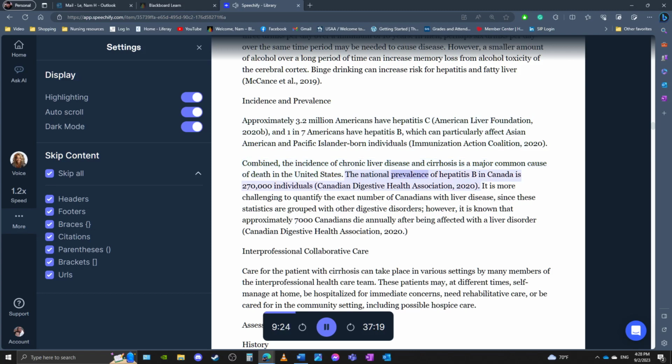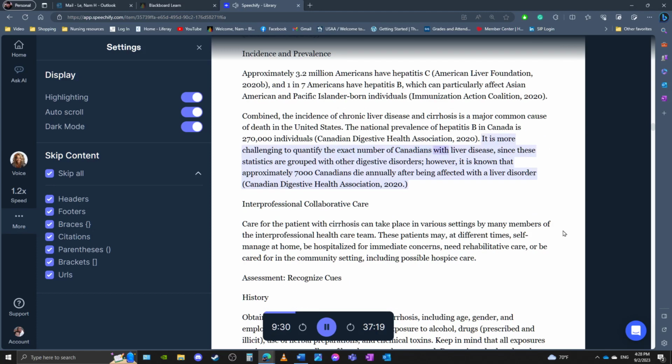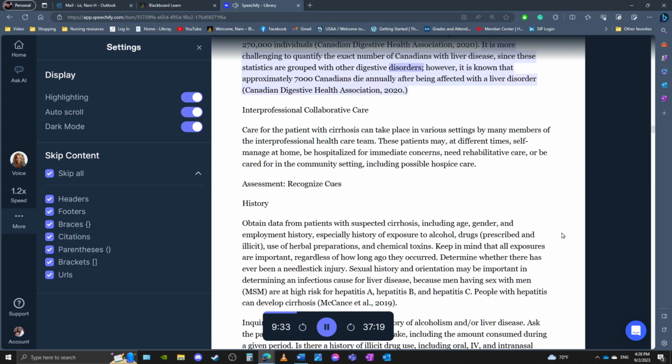The national prevalence of hepatitis B in Canada is 270,000 individuals. It is more challenging to quantify the exact number of Canadians with liver disease, since these statistics are grouped with other digestive disorders. However, it is known that approximately 7,000 Canadians die annually after being affected with a liver disorder.